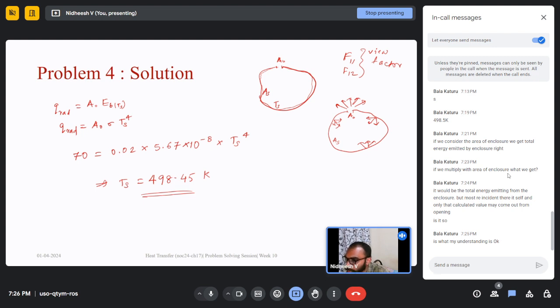Yes, if we take the small opening, only that calculated value will come out of the black body enclosure. Yes.